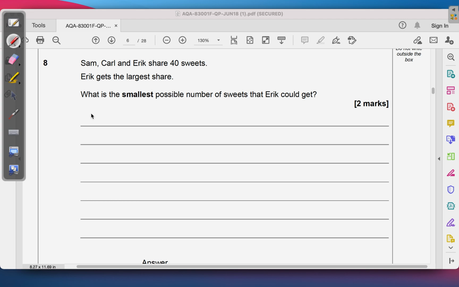So what I would say is, let's say that they all share them evenly, or as evenly as possible. What would we get? We've got Sam, Carl, and Eric, so there's 3 people sharing 40 sweets. This can be figured out by doing 40 divided by 3. So divide 40 sweets equally between 3 people.